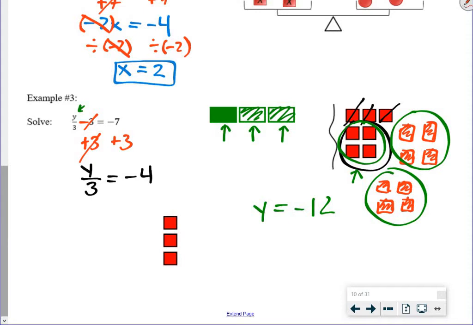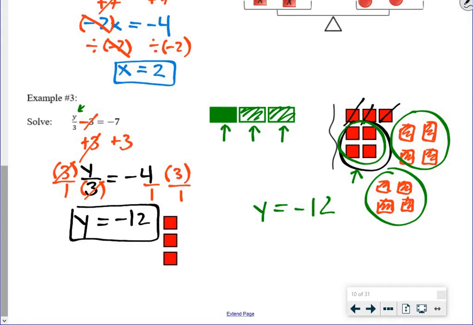Now the opposite of dividing by 3 is multiplying by 3, so like 3 over 1. We have to do that to both sides. 3 divided by itself is 1. So I'm left with y on the left, and negative 4 times 3 is negative 12, which is consistent with what we found using the model.